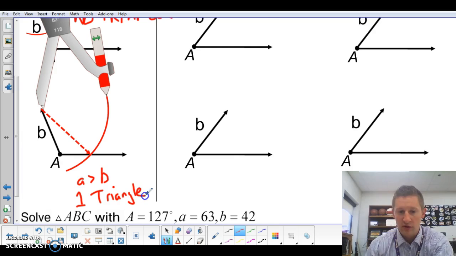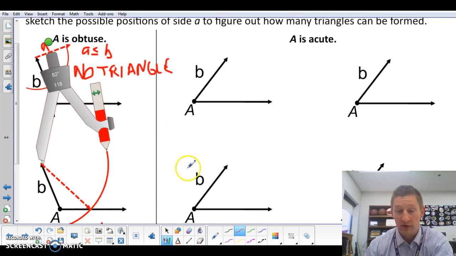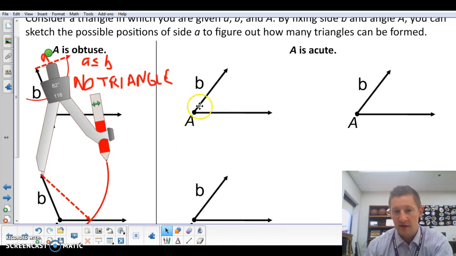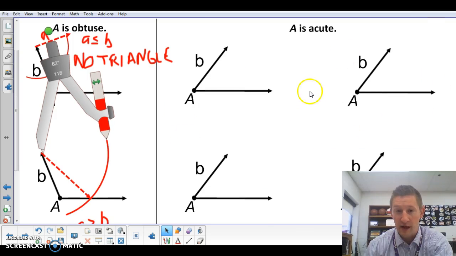So with obtuse, there are two options. We either have a triangle or we don't. With acute, there are a couple of different things going on here. So use the compass once again. We've got the included angle for all four of these options. Angle A is the one that's given to us. We know side B, the side that's adjacent to it, and we know side A that's opposite. I've been drawing it in because I'm going to do that with the compass.